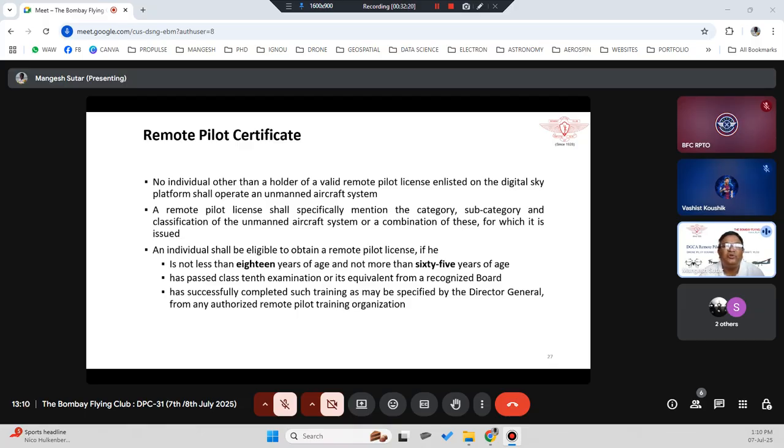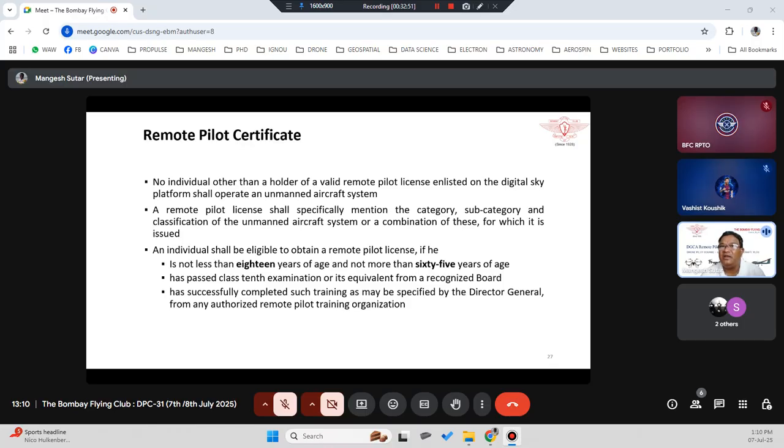The individual should be eligible to obtain the remote license if he is not less than 18 years. I get a lot of inquiries from people who want to make their children drone pilots. Yesterday only I got one inquiry where the student was 15 years of age. So we cannot train that person for the remote pilot certificate. He has to be at least 18 years and above, whereas the higher limit is 65.